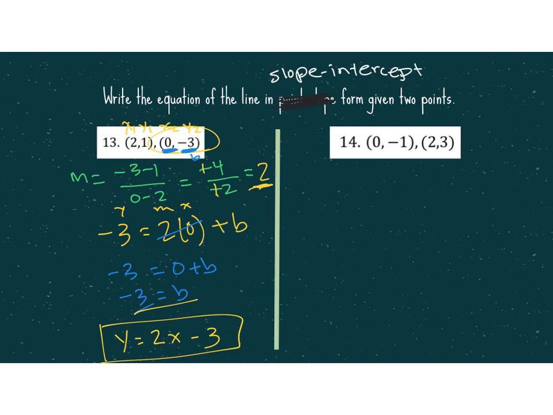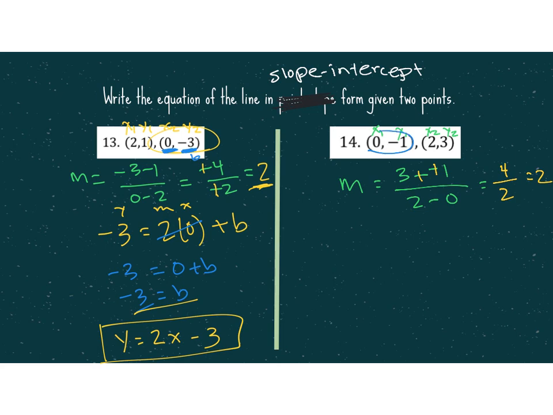All right, last one. Maybe you'll start to recognize something in this question. So I have 0, negative 1. There's my x1, y1. Here's my x2 and y2. So m is 3 minus negative 1 over 2 minus 0. Change in y over change in x. The 3 minus negative 1 is plus a positive. That's 4. 2 minus 0 is 2. So I end up again with a slope of 2.